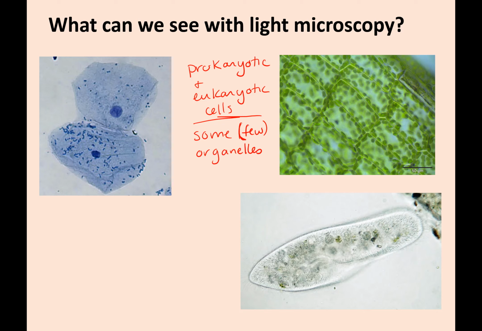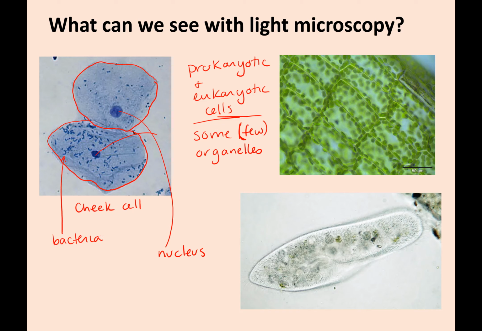So let's take a look at the image on the left. This is an image of a cheek cell. And the dark spot you see here is the nucleus. So this is an example of an organelle you can see with the light microscope. This is the outline of the cheek cell. So there are two here. Here's the other nucleus. And then all these little dots are bacteria. So this is all the bacteria that's in your mouth.